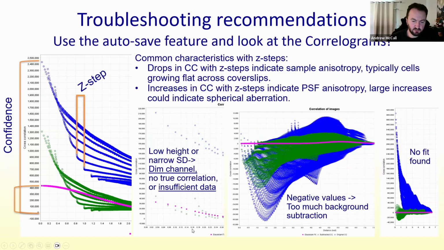Some other things to look for: if you have really low height or a very, very narrow standard deviation, especially below the resolution limit, that can mean that you have a really dim channel, no true correlation, or just insufficient data. Basically, your image is too small. If you get negative values, that typically means you subtracted the background too much. And if you do not get a fit at all, if CCC just cannot find any data, you'll just get this broad flat distribution here. You also get negative confidence with that.